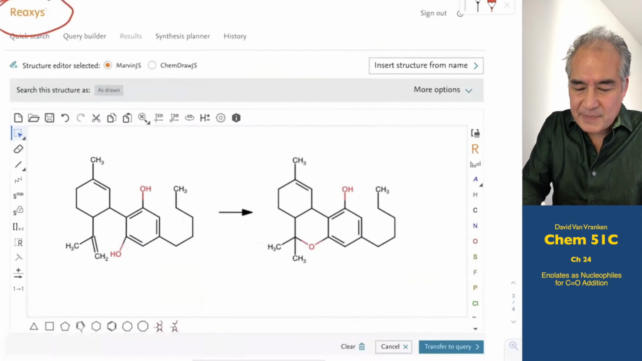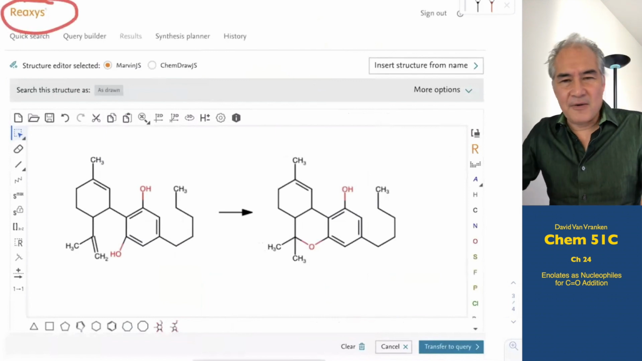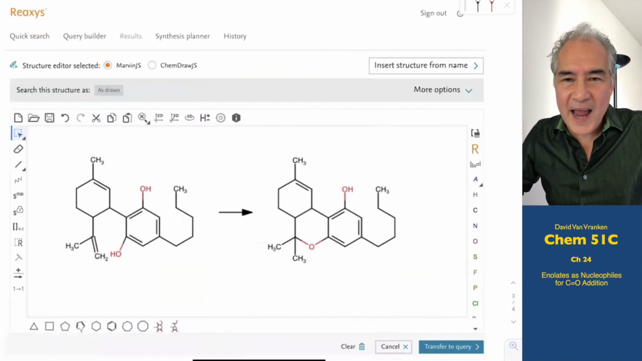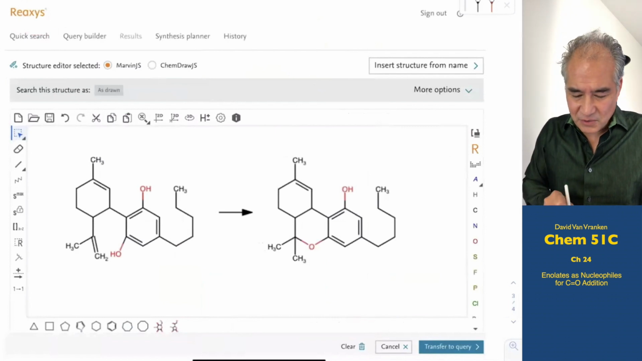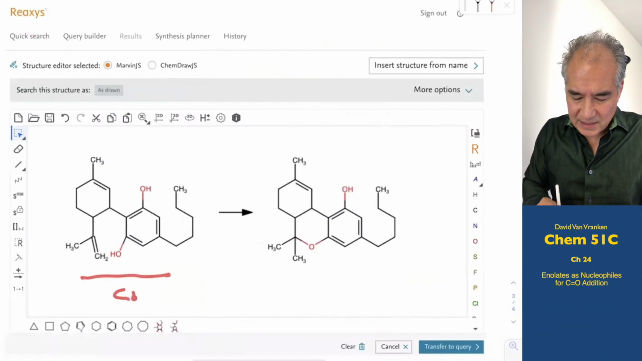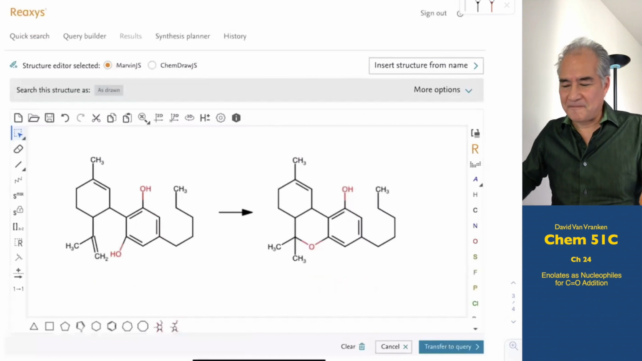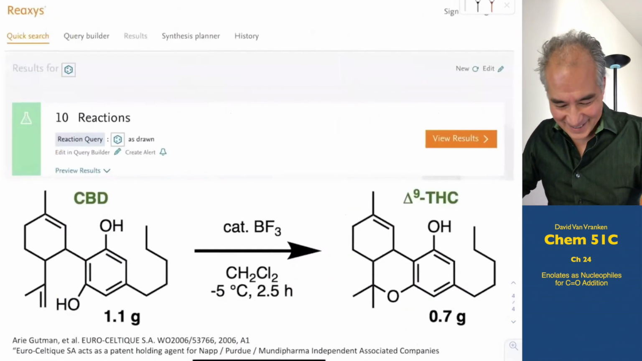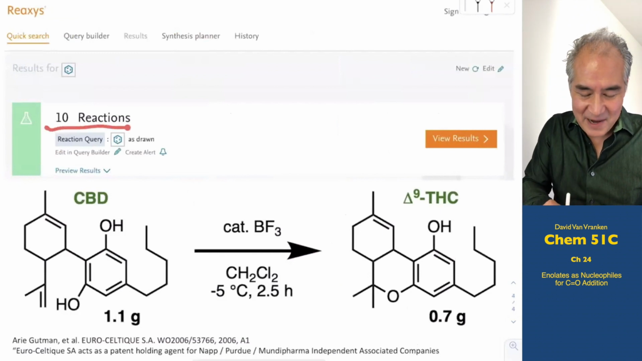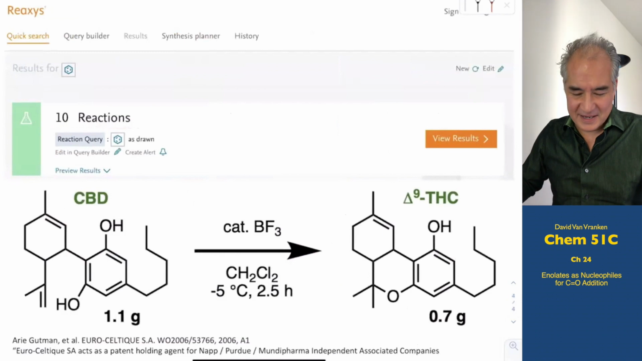This is one of the databases that we use here at UC Irvine in order to search all the reactions that have been performed since the 1850s. So I drew the structure of cannabidiol, that's CBD, and I said, show me every reaction that's been reported for converting that into THC. Has somebody done that before? And the answer is, of course, it's been done before because people want to make drugs. I found 10 reported reactions where people have carried out this transformation and studied it.